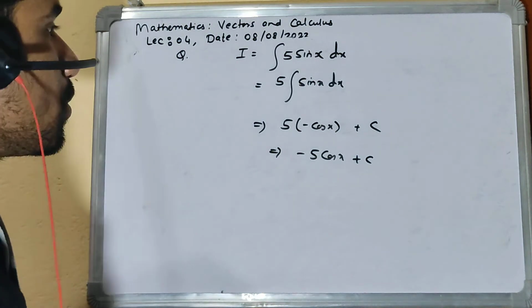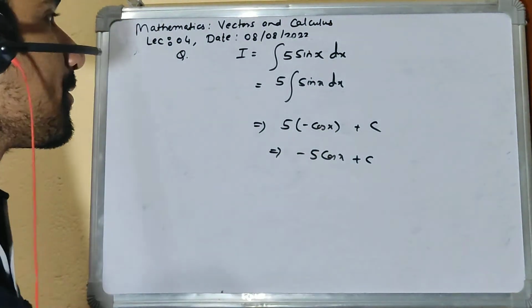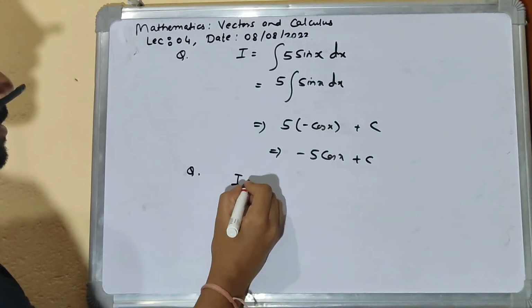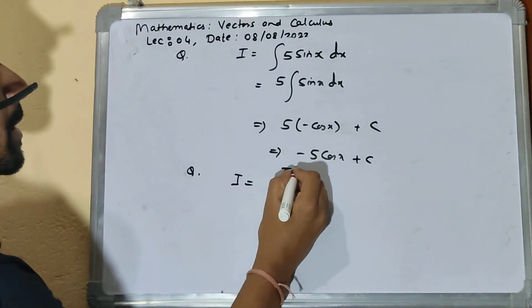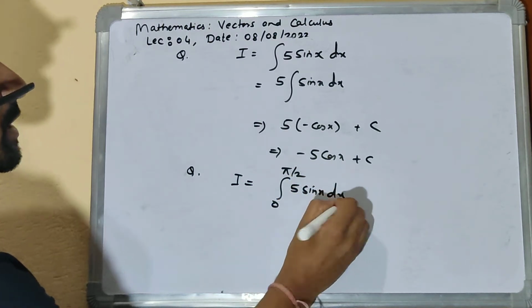If I need to convert this to a definite integral, what will I do? I'll rewrite this question and place a limit, let's say 0 to pi by 2. Pi by 2 means 90 degrees. You know, pi radian is 180 degrees, so pi by 2 is 90 degrees.